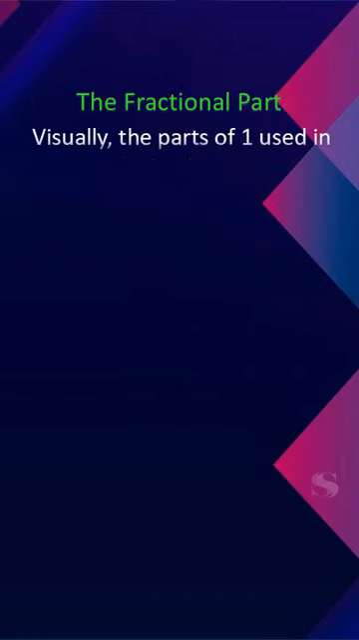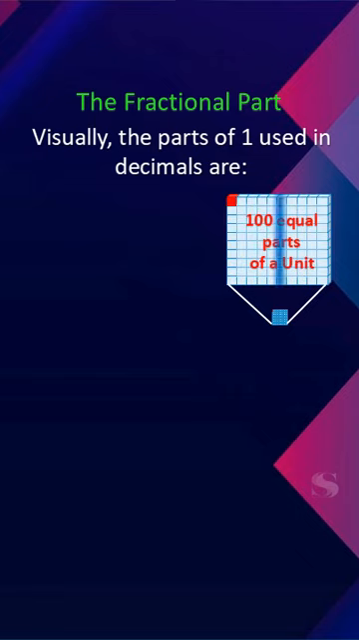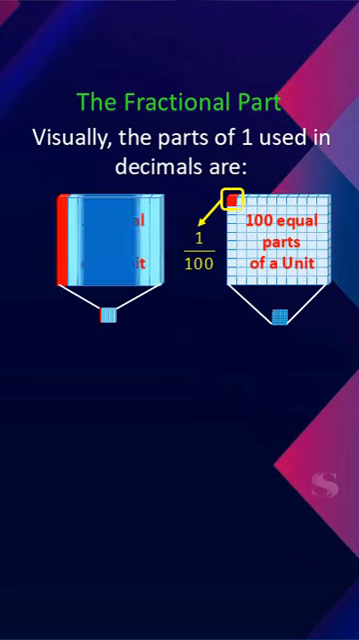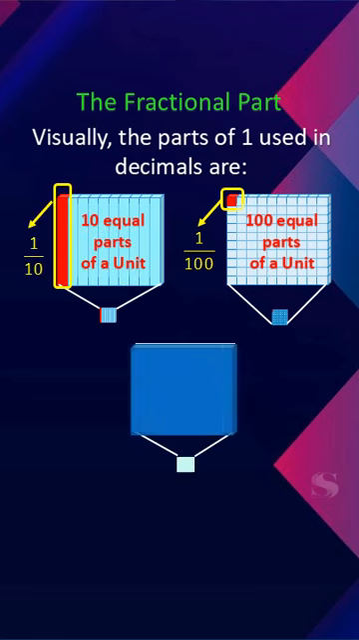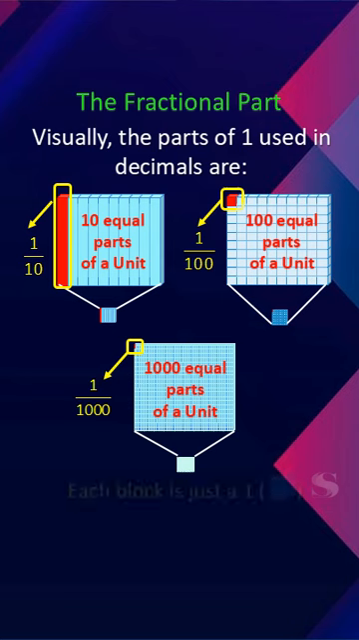Here is a visualization of the unit fractions possible in decimal numbers. For example, 1 by 100 means 1 part out of 100 parts of 1. In 11.5, there are 5 parts of 10 parts of 1. In a decimal, there can be different unit fractions, but the sum of all the unit fractions together is always less than 1.